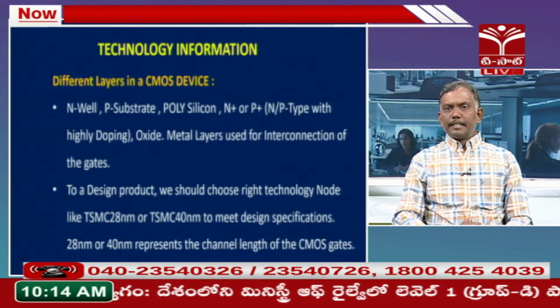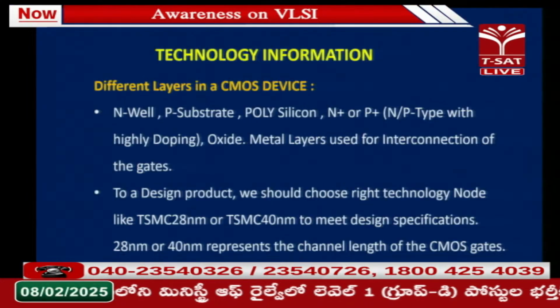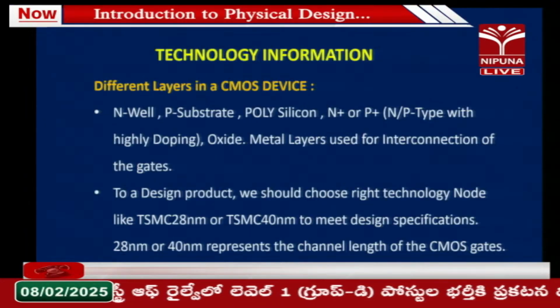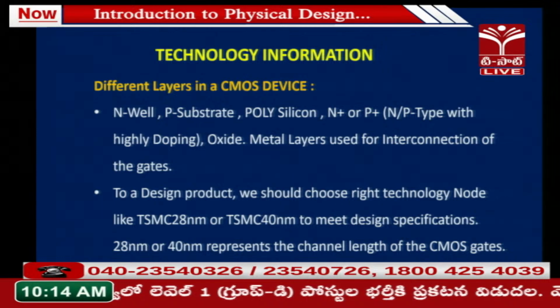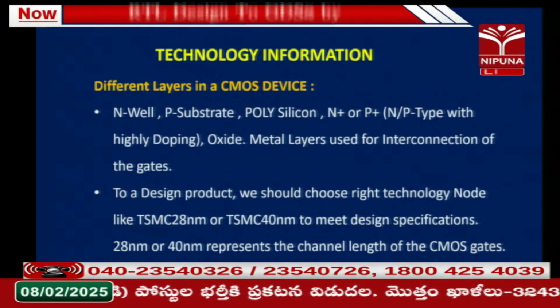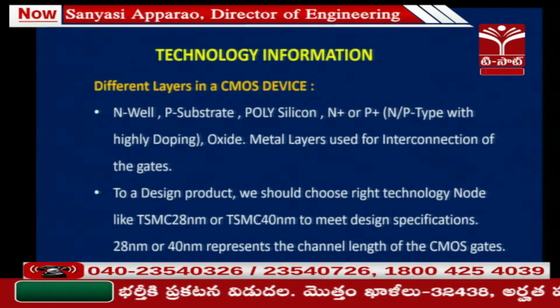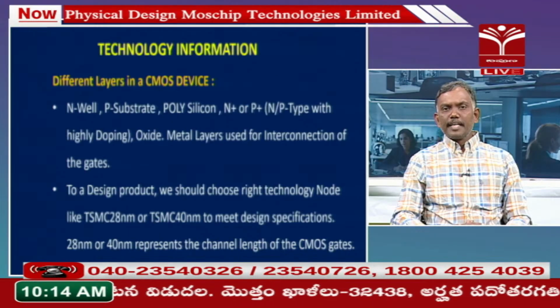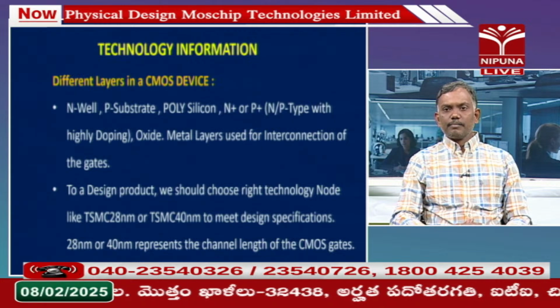And one more topic, technology information. First, what are the different layers in a CMOS? N-well, P substrate, polysilicon, N plus, all these are different layers, of course metal layers for the interconnections. All these are different layers in a device level.